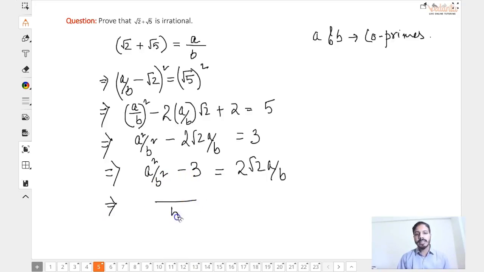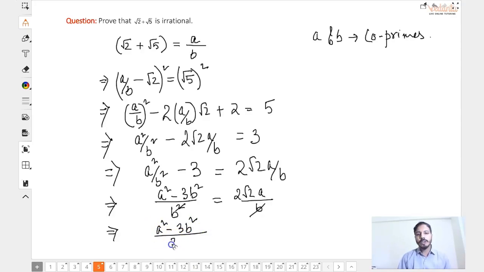So I can write this as b square and a square minus 3b square. This is equal to 2 root 2 a by b. Right? Now let me cancel this b on both sides, and now I can bring this a on this side and this 2 also in this side, so that I have a square minus 3b square by 2ab, that is equal to root 2. Right?